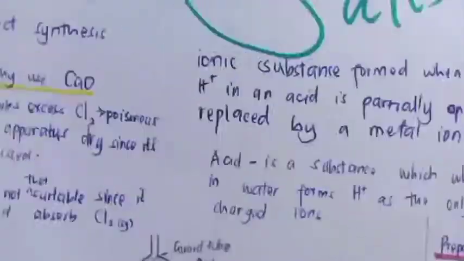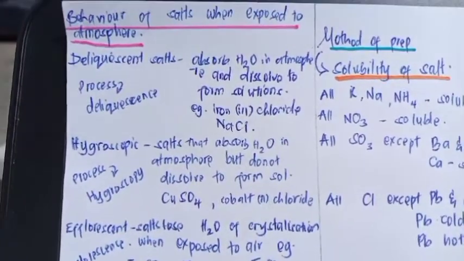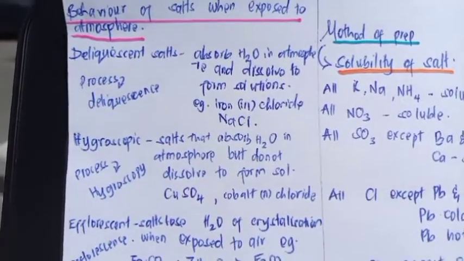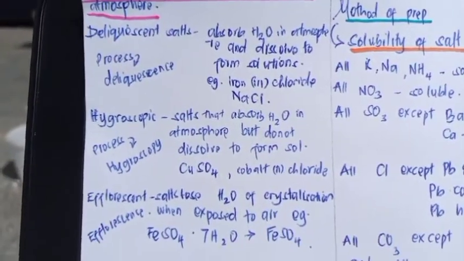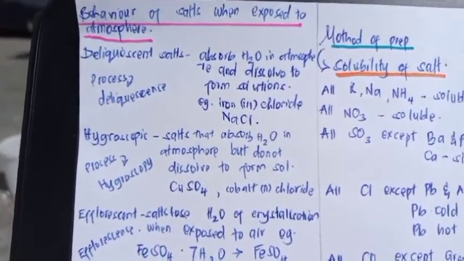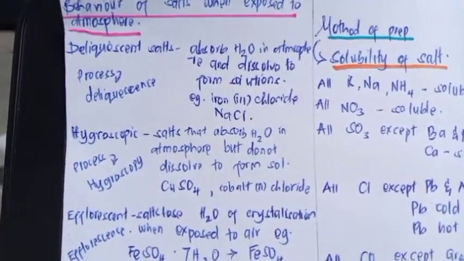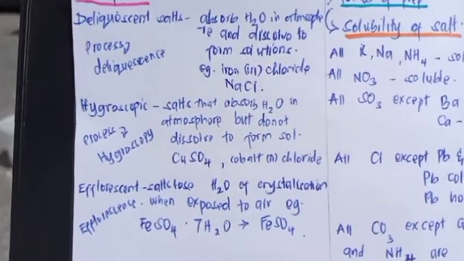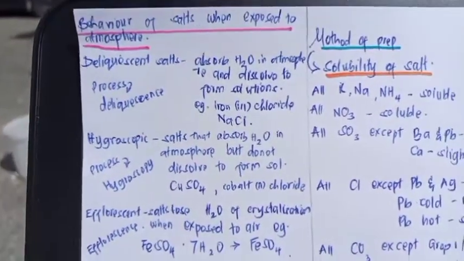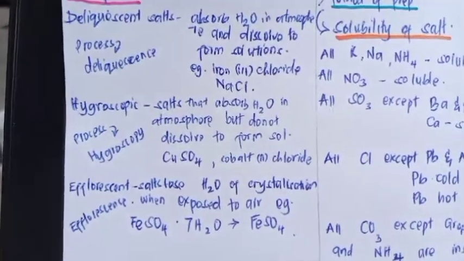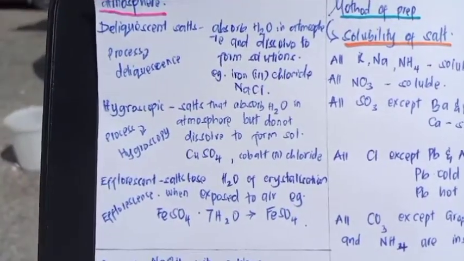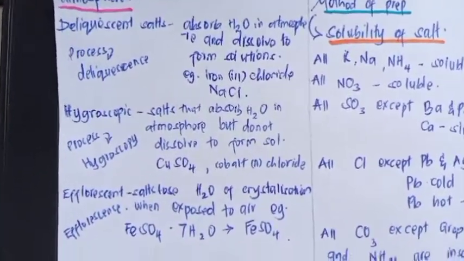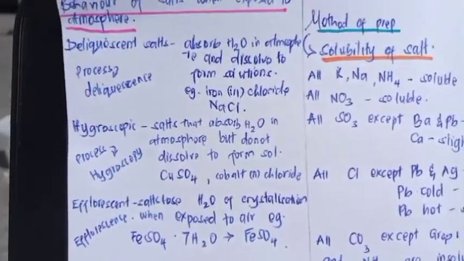Now we're going to go to the behavior of salts when exposed to the atmosphere. This is where we're going to talk about deliquescent salts, hygroscopic salts, and efflorescent salts. Deliquescent salts are salts that absorb water from the atmosphere and dissolve to form solutions. Examples are common table salt and iron 3 chloride. When asked about the process, you say deliquescence. Deliquescence is the process by which deliquescent salts absorb water in the atmosphere and dissolve to form solutions.